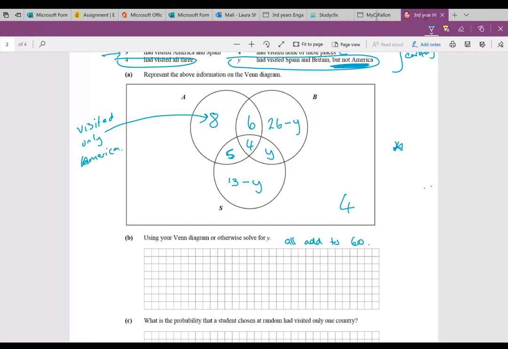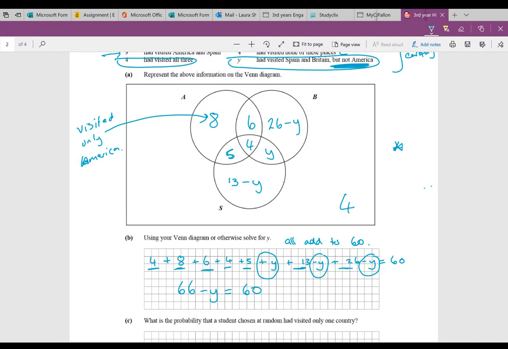So if I take the 4 from the outside, plus 8, plus 6, plus 4, plus 5, plus y, plus 13 minus y, plus 26 minus y. So I've literally taken every single section, added them together, and it should equal 60. So when I add these up, I say 4 plus 8 plus 6 plus 4 plus 5 plus 13 plus 26. So I can add all of my like terms. Okay, all the numbers are like terms, so I can add all of them. That gets me 66. Then I've got y minus y is 0, minus y is equal to 60.